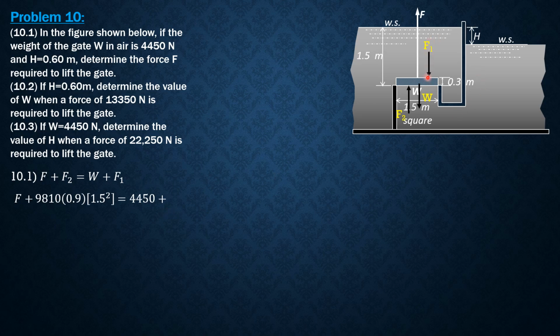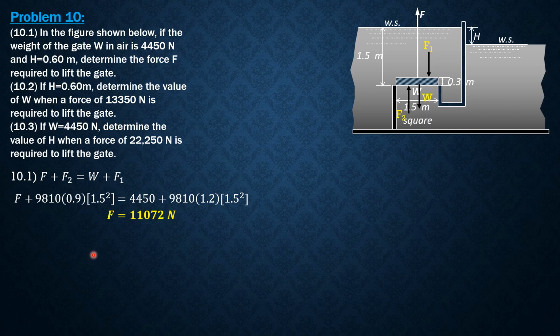F1 is 9,810 newtons per cubic meter, bar H is 1.5 minus 0.3, so that's 1.2, and the area is also 1.5 squared. So 9810 times 1.2 times 1.5 squared. Solving for F, F is 11,072 newtons.